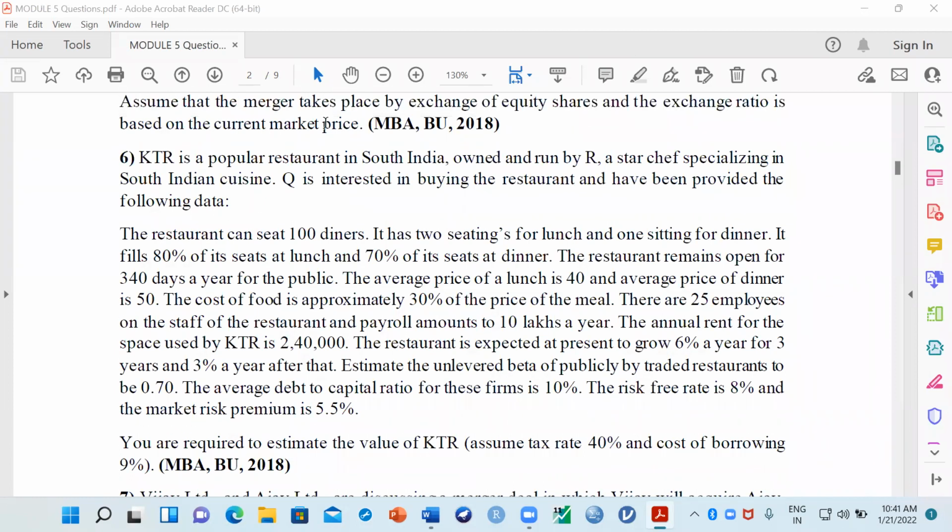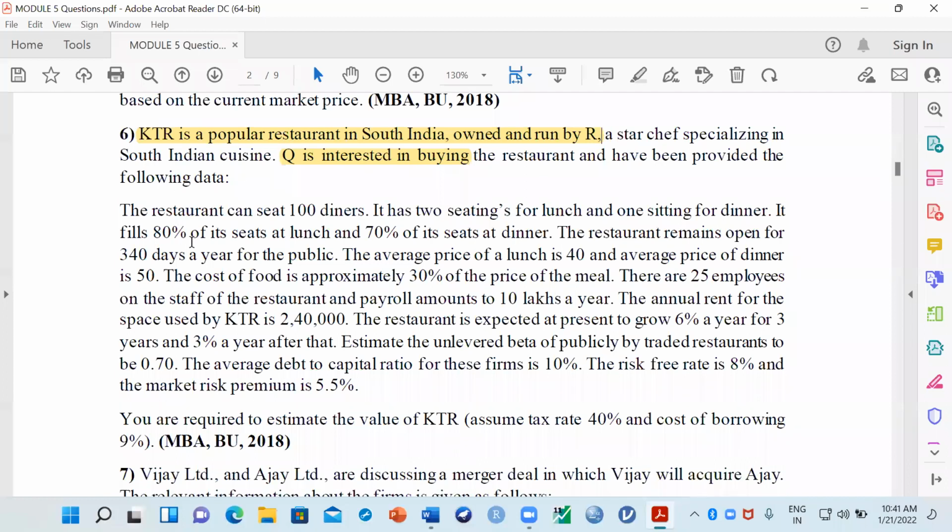So KTR is a popular restaurant in South India, which is owned and run by R, a star chef specializing in South Indian cuisine. Q is interested in buying the restaurant, which is run by R, and has been provided the following data. So now Q is ready to buy, right?